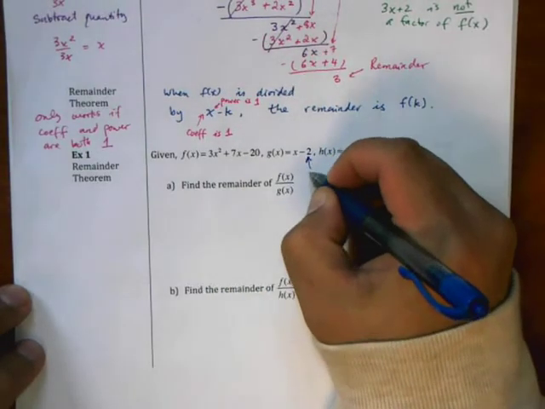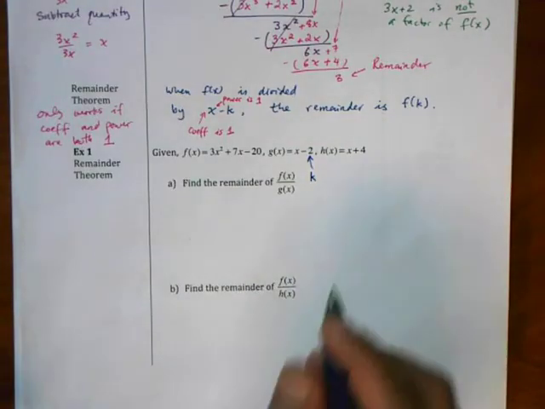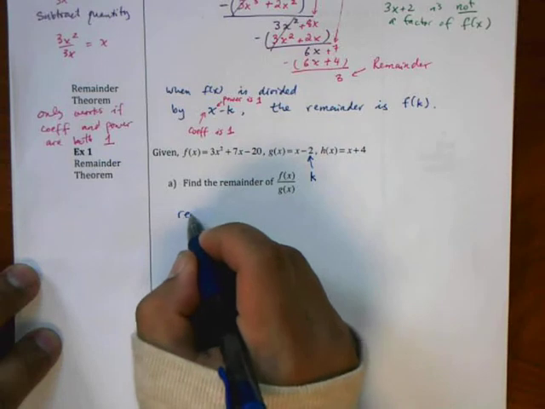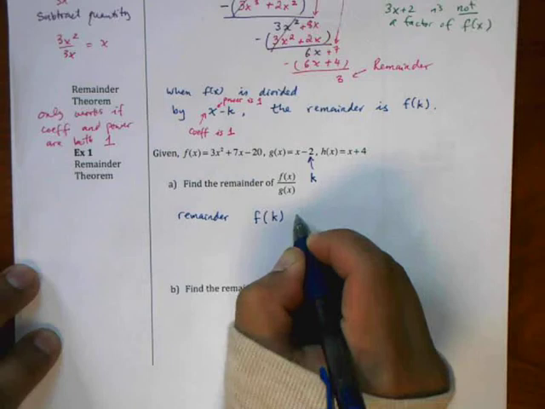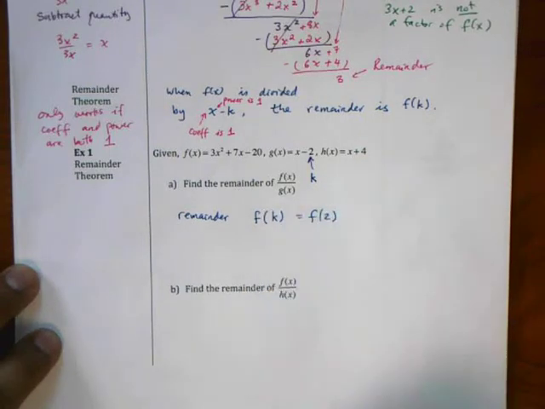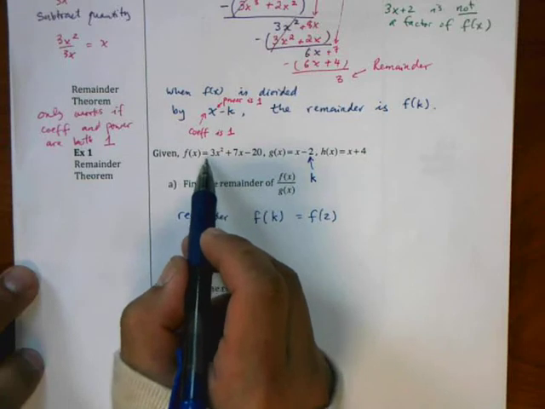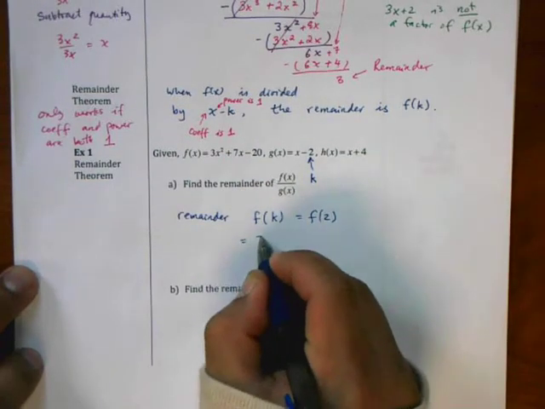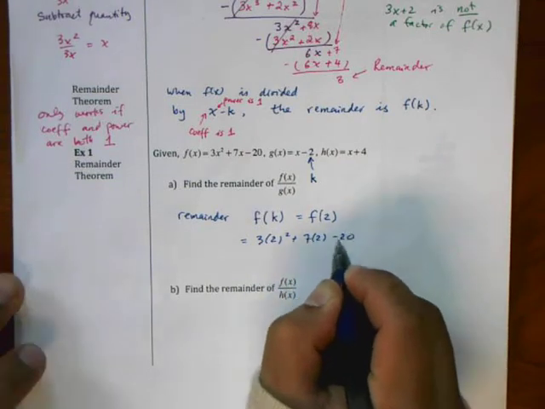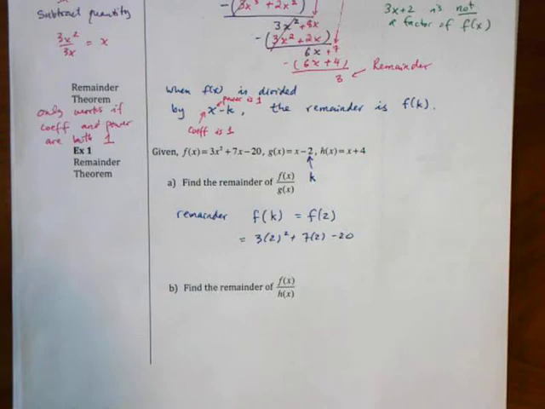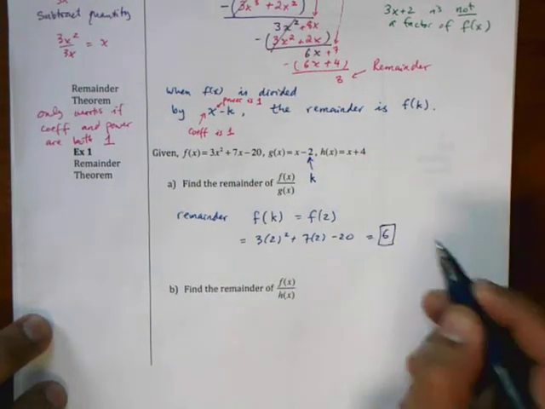Well, this term here, we can treat as k, and we can apply the remainder theorem and just say that the remainder is just going to be f of k, which in this case is f of 2. So you're just taking 2 and substituting it into this expression. This is going to be 3 times 2 squared plus 7 times 2 minus 20, and that is going to give us 6. So this here is the remainder.